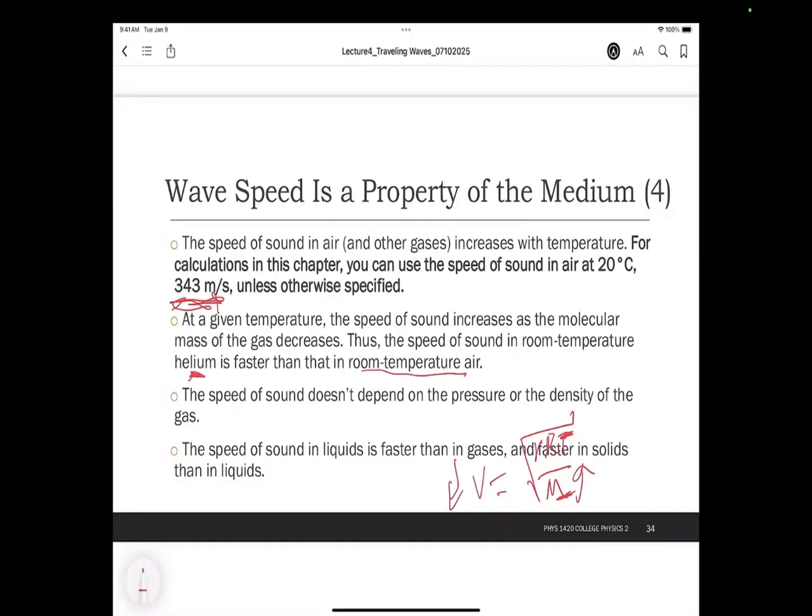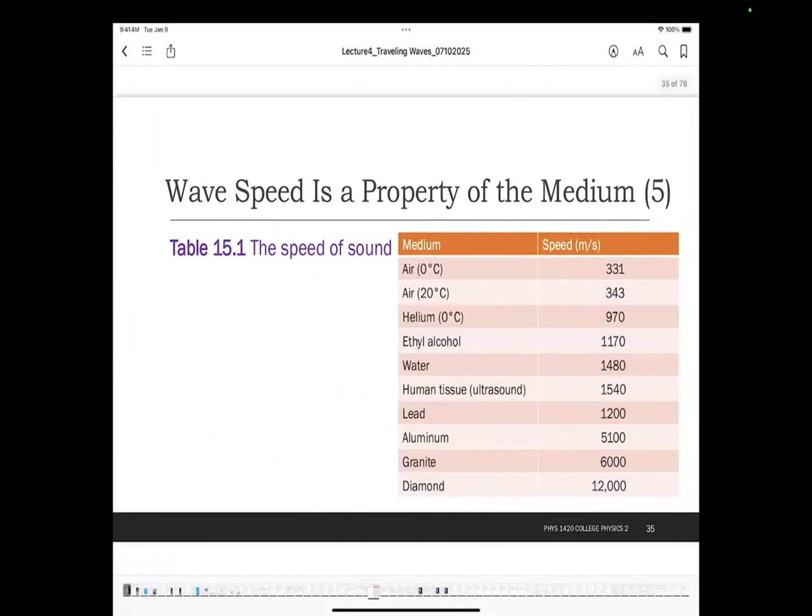And you can see here, there is no density of the gas. The speed of sound doesn't depend on the pressure or the density of the gas. The speed of sound in liquids is faster than in gases, and faster in solids than in liquids. Because usually the mass for the liquids is bigger than for the gas, and also the mass for the solids is bigger than for the liquids. That makes sense to you? Yeah, according to this equation.